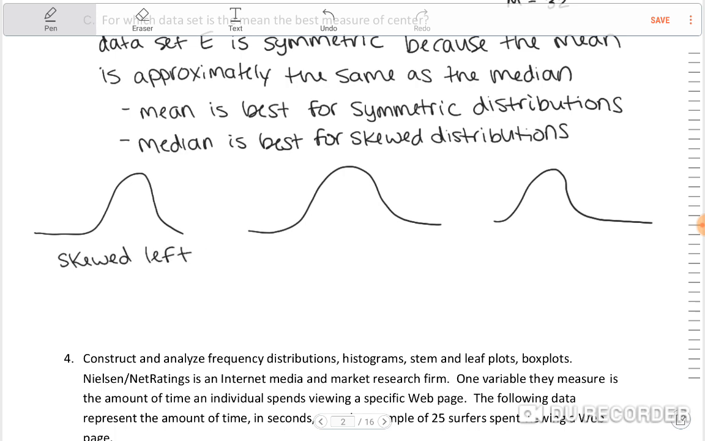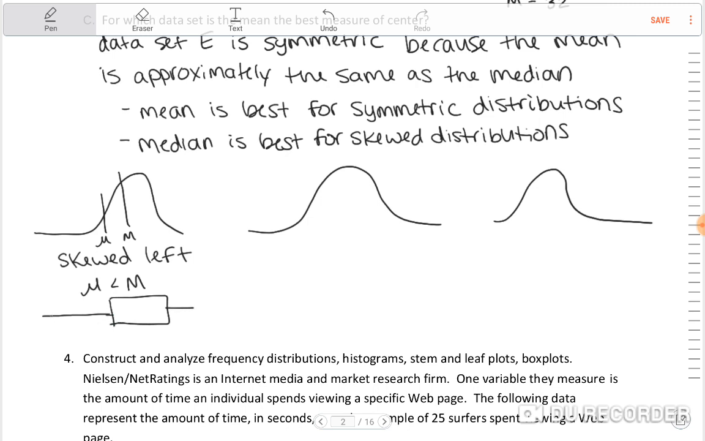Okay, and the mean is here, the median is here. I know those look kind of the same, but we would say the mean is less than the median. And a box plot that would match this would look something like this.